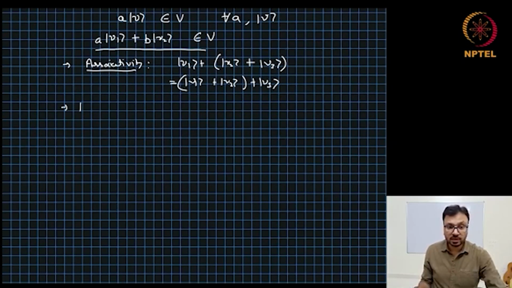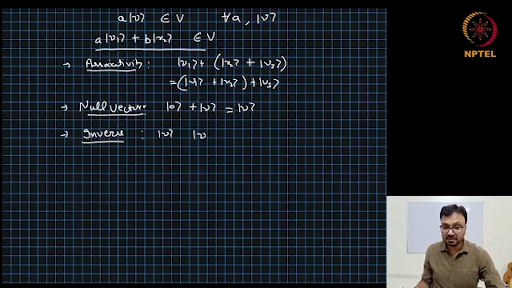Then there is a requirement of a null vector. There should exist a vector, we call it 0, such that if we add it to any vector v, the resultant is the vector v. So 0 should also exist in this set. And if there is a null, there will be an inverse. The inverse vector for a given vector v, we define as v bar, such that v plus v bar is the null vector.